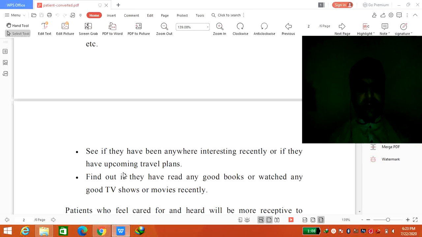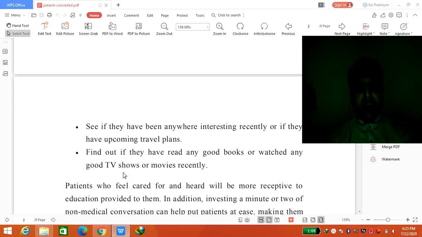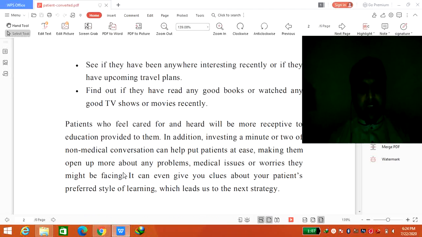So of course we should share regarding the patient. Let's suppose a general discussion should be there, okay? Find out if they have read any good books, or if they have an interest in any good books or TV programs, just to share. Yes, of course, patients who feel cared for and heard will be more receptive to the education provided to them.